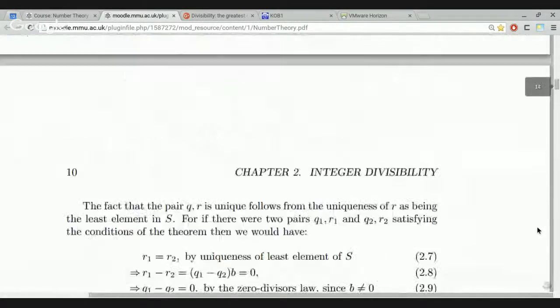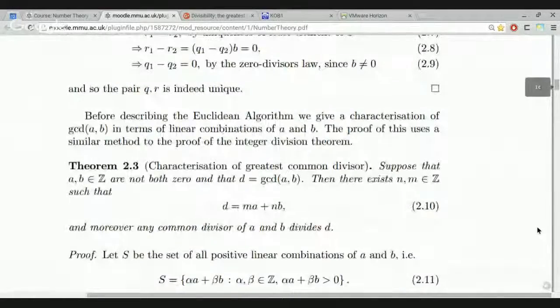But this theorem 2.3, I think, is the first genuinely non-obvious result like this. I don't quite have this spelled out as such; I think it's spelled out after the proof. The GCD of a and b is another consequence of this theorem 2.3: it's the smallest positive linear combination of a and b.